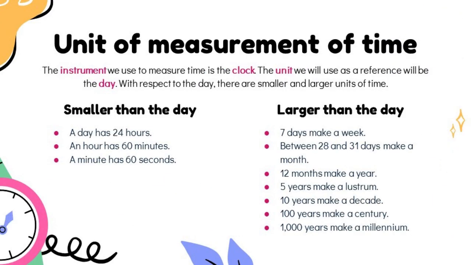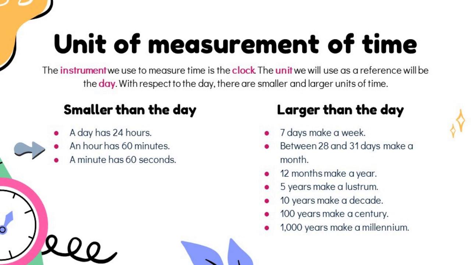What is the instrument used to measure time? Unit of measurement of time. The instrument we use to measure time is the clock. The unit we will use as a reference will be the day. With respect to the day, there are smaller and larger units of time. For smaller than the day, a day has 24 hours. It takes 24 hours to complete a day.